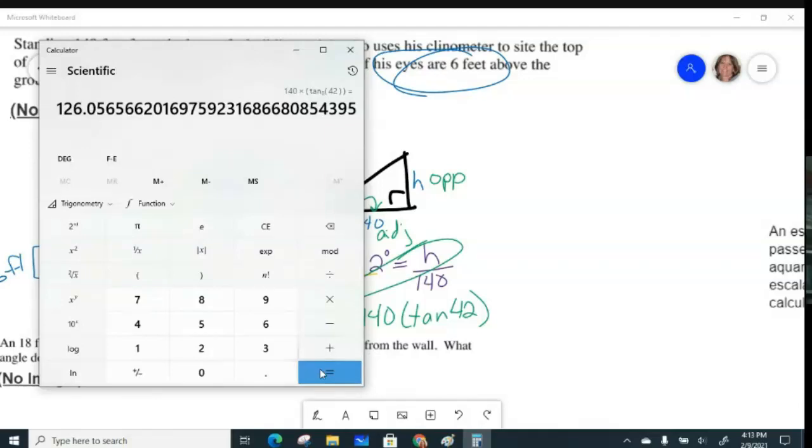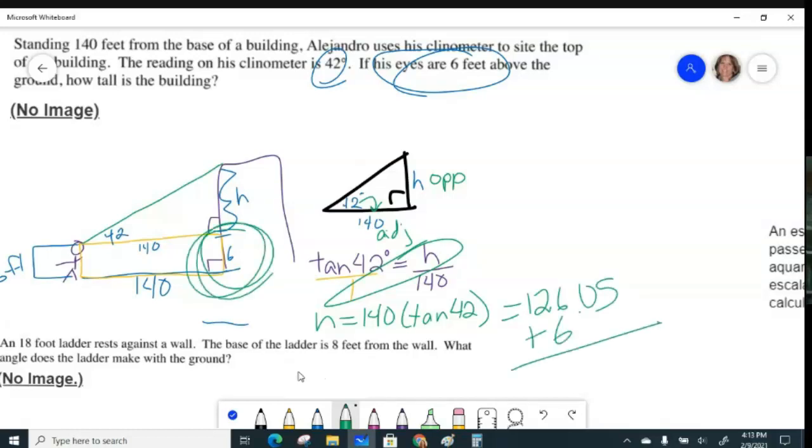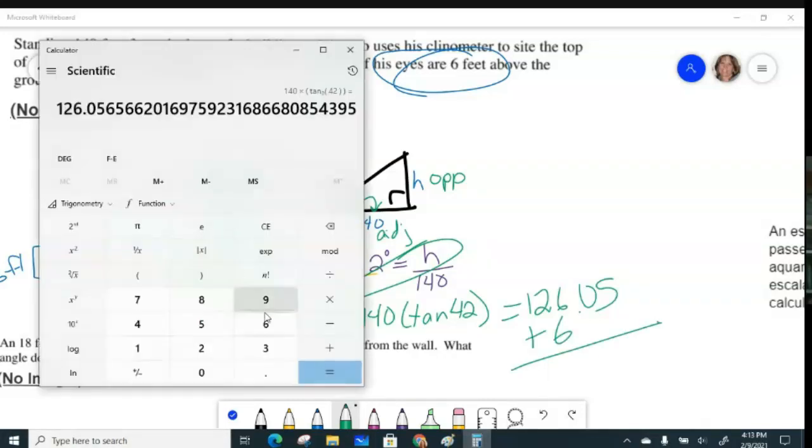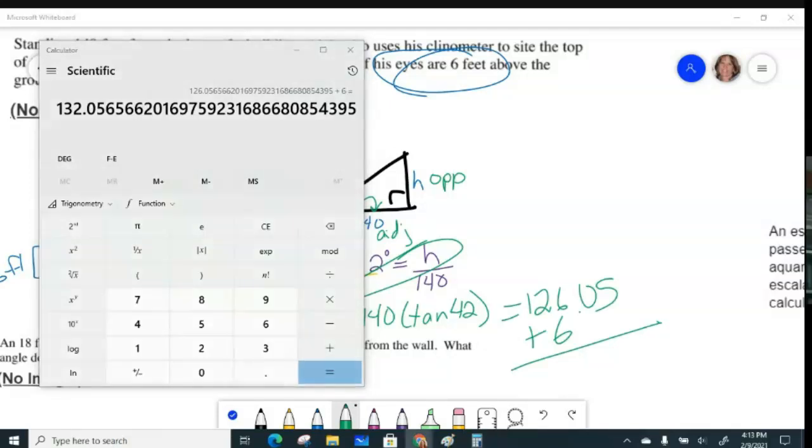Okay, so we do get that this is 126.05, but we need to add that 6 back in, plus 6. Yeah, whatever it's going to roll over to. So, you know, and then just add 6 to it. I think this answer was a round off, so you can actually, yes, you're correct. It would have been 06. So 132.06 is going to be the final. Okay.